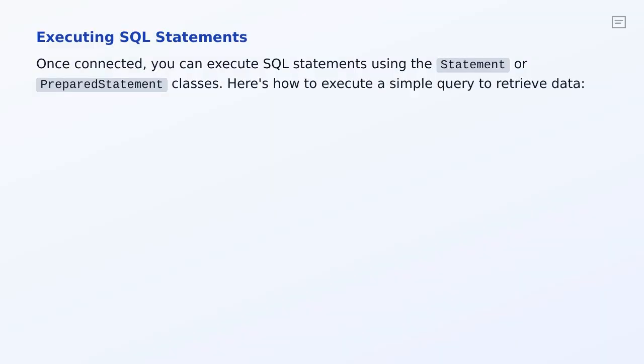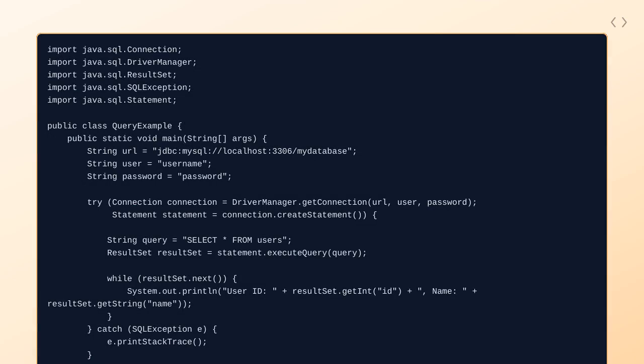Executing SQL statements, let's dig in. Once connected, you can execute SQL statements using the Statement or PreparedStatement classes. Here's how to execute a simple query to retrieve data. This slide introduces a class definition. Study the structure in the code sample. This code retrieves all records from the users table and prints the user ID and name. Make sure the table exists in your database.